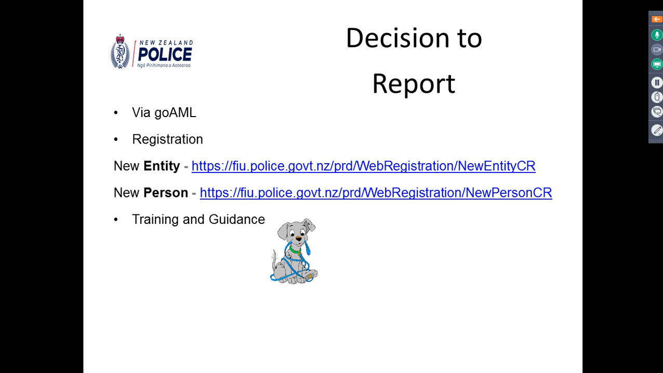Now this slide here gives you the link for registering as a new entity. Each law firm that is captured and required to report needs to register their law firm as an entity in the first place, and then decide who's going to be submitting your reports and have them register as a user. Once that has been submitted through to us, we will then invite you to some hands-on training on how to submit those reports.